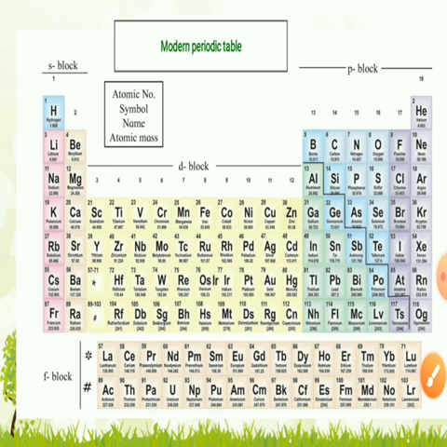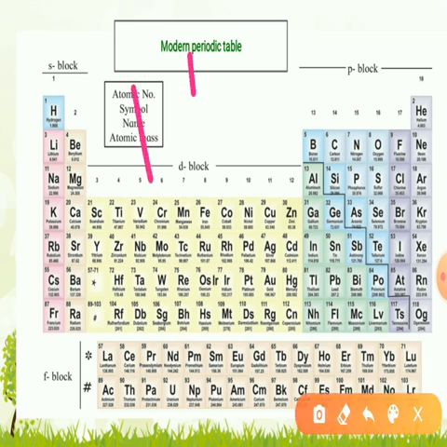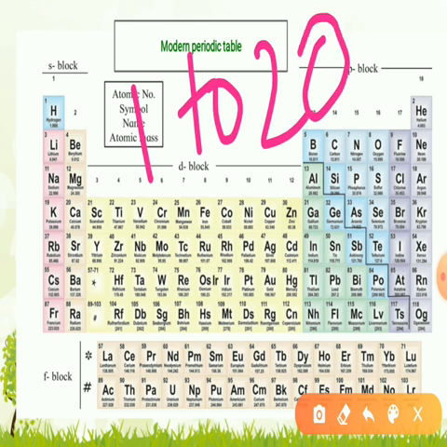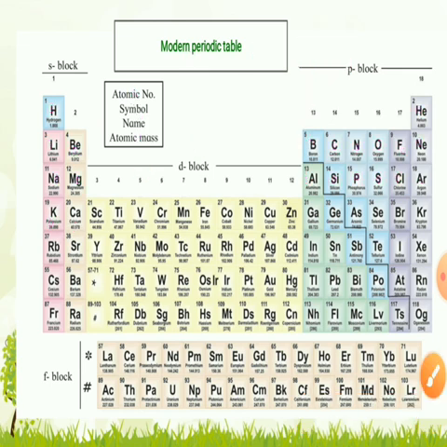Okay. So the first 20 elements you have to keep in mind: hydrogen, helium, lithium, beryllium, boron, carbon, nitrogen, oxygen, fluorine, neon, sodium, magnesium, aluminium, silicon, phosphorus, sulfur, chlorine, argon, potassium and calcium. These first 20 elements you have to learn by heart.